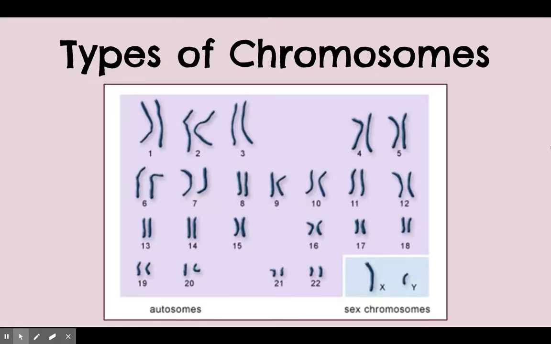So here we have a picture of the types of chromosomes. So numbers 1 through 22, these are the autosomes. And then the last pair are your sex chromosomes. So that last pair determines if you're male or female. The rest of them determine other characteristics that you might have. There are also things on your X and Y chromosomes besides just if you're male or female, but those are the chromosomes that you look at to see if it will be a male or female.